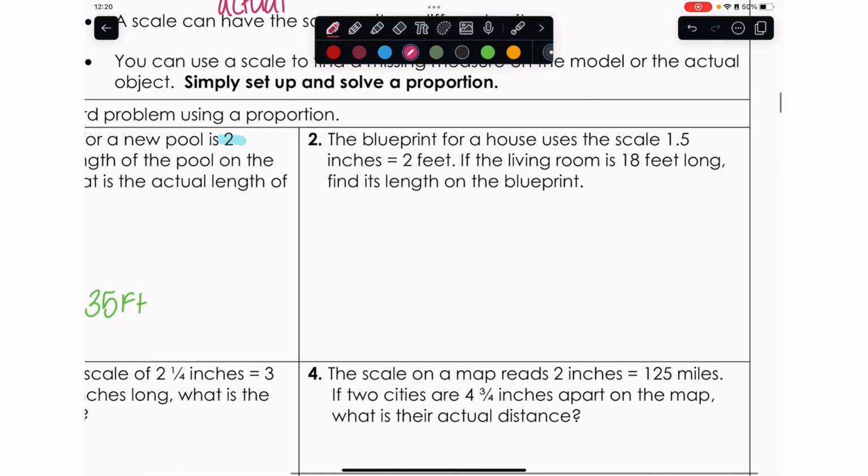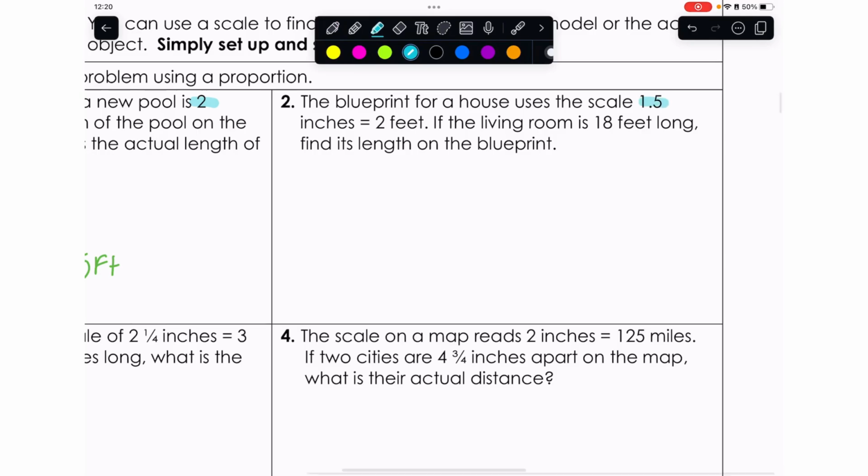It tells me the blueprint for a house uses the scale 1.5 inches equals 2 feet. So step 1 is identifying the scale, writing that down as my fraction. So 1.5 inches over 2 feet. We're going to set that equal to my next fraction.